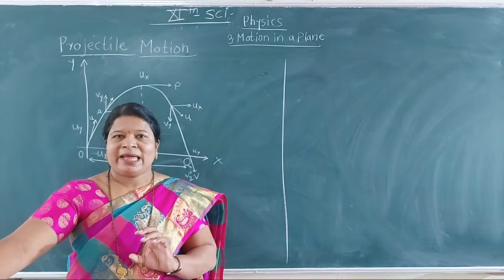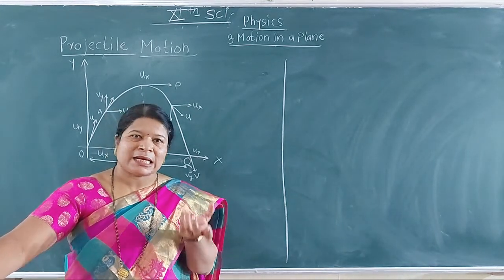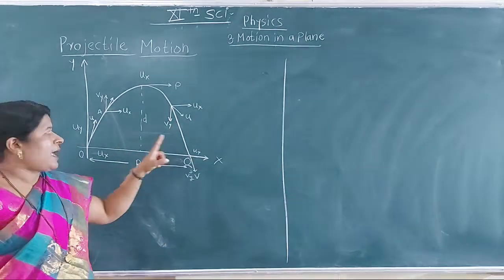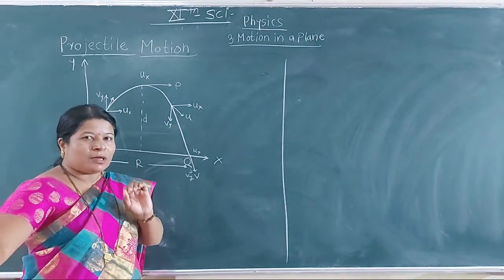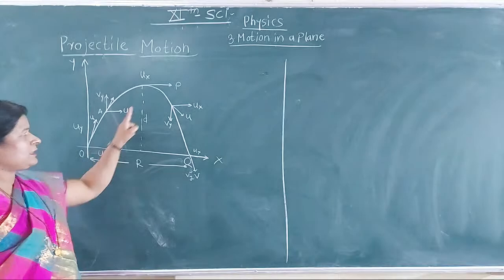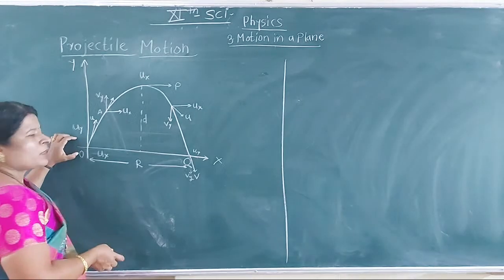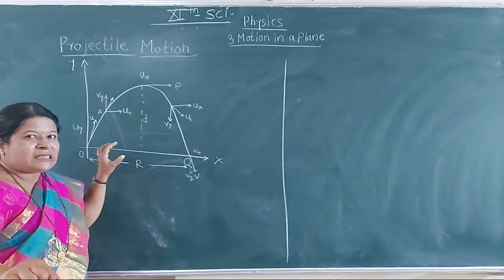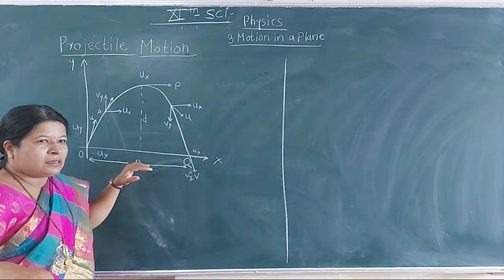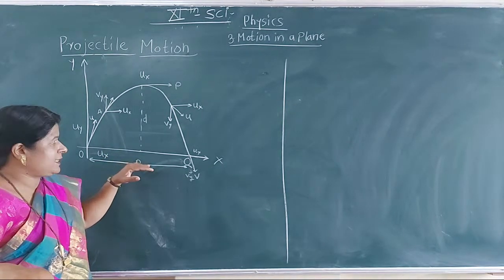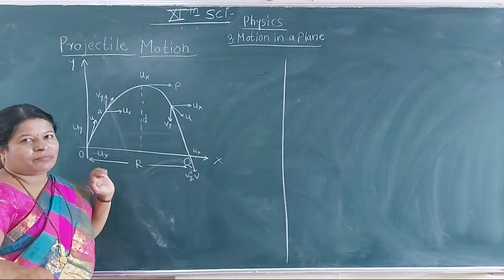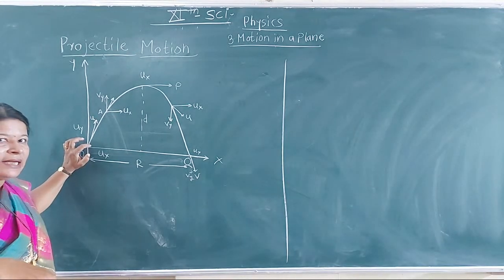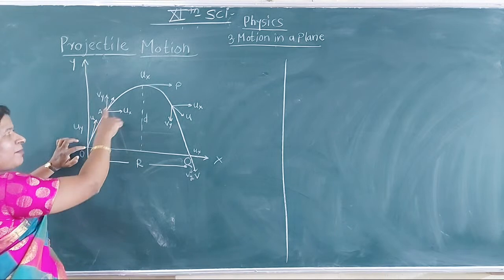For example, when a ball is thrown towards the basketball hoop, the ball's motion is projectile motion, and the path of that projectile looks like this. Now this is the x and y axis. That means the projectile is in the x and y plane.